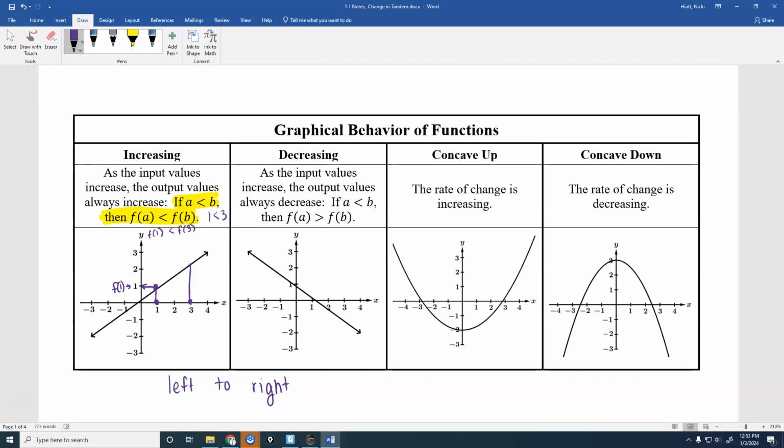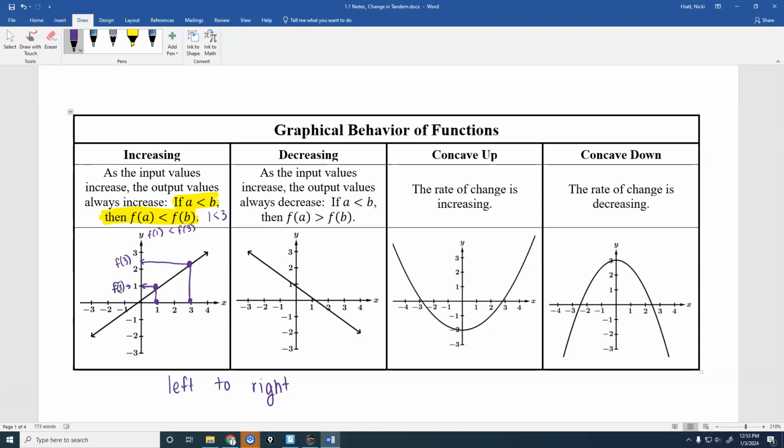And then f of 3, right here, there's my point on my graph at 3. So the y coordinate that goes with it is somewhere around here, 2.5-ish. That's f of 3. So since 1 is less than 3, we would know that f of 1 would have to be lower than f of 3.